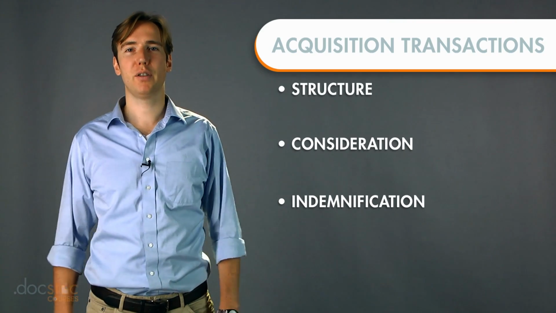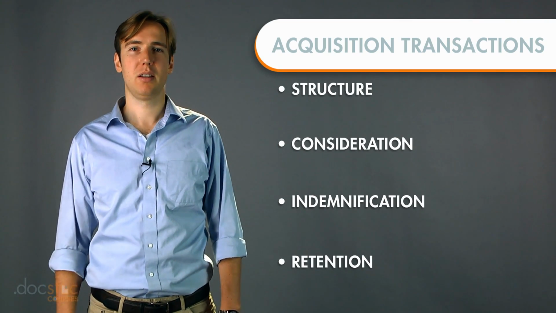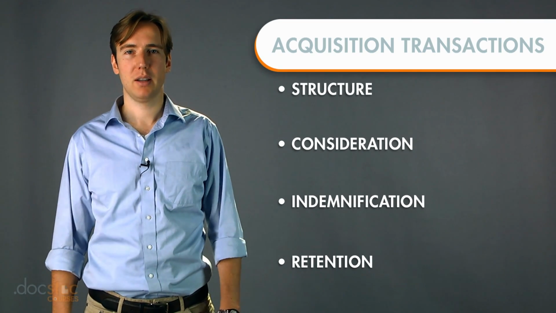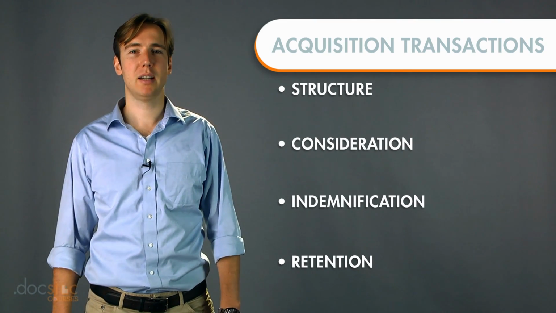Another provision that is frequently addressed in a term sheet for an acquisition is retention. The acquirer wants to ensure that the target's team is incentivized to continue with the company and help grow the business. So to summarize, 4 important terms to consider in an acquisition transaction would be the structure of the transaction, the consideration to be paid, the indemnification provisions, and the retention of the target's team.